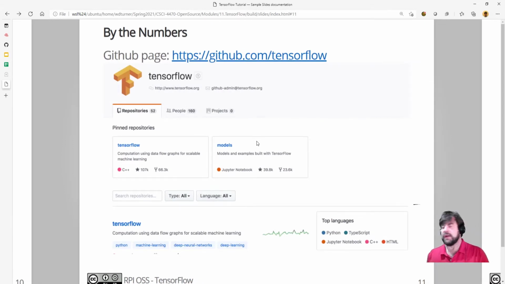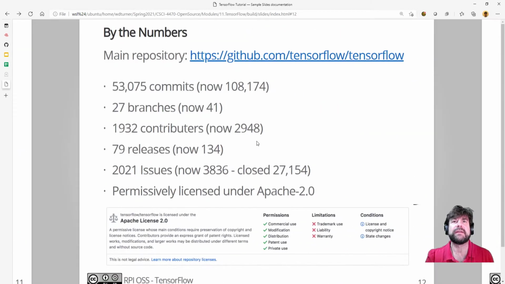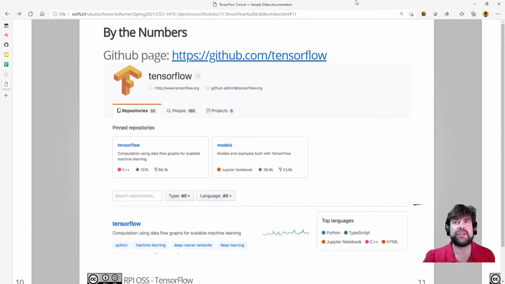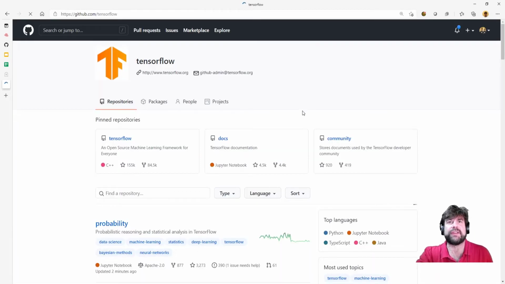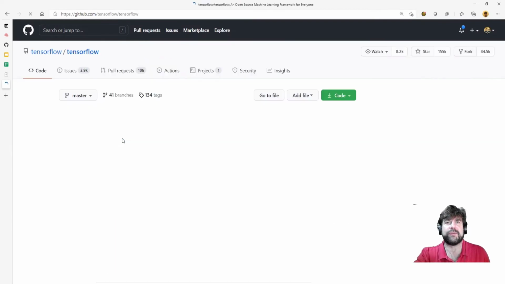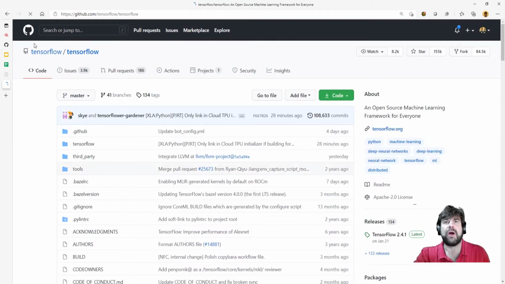By the numbers, TensorFlow is widely used. So if you look here, I believe this is from 2019. Okay, but the link still works. You can go out to TensorFlow, and if you go out to TensorFlow, you can find the TensorFlow repository. All this stuff is still current. Let's just do a little comparison.